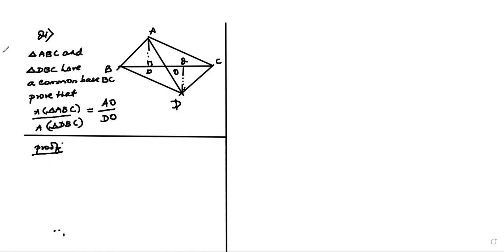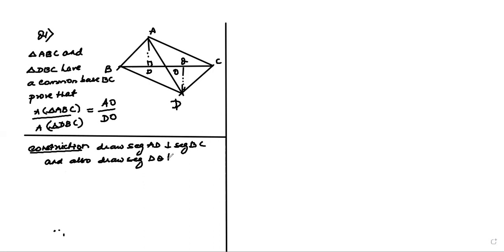Whenever you do a construction, you better show it separately. You better write it down, children. That has marks. If you don't write the construction, your marks will go. So the first step is construction. What is the construction I did? Draw segment AD perpendicular to segment BC and also draw segment DQ perpendicular to segment BC.